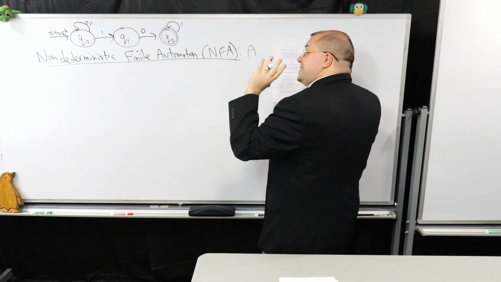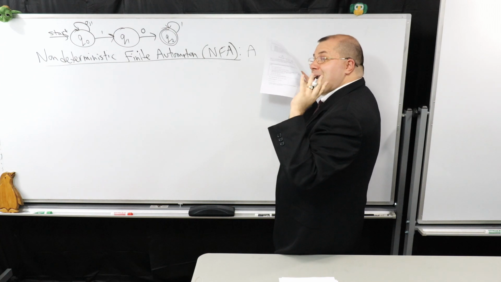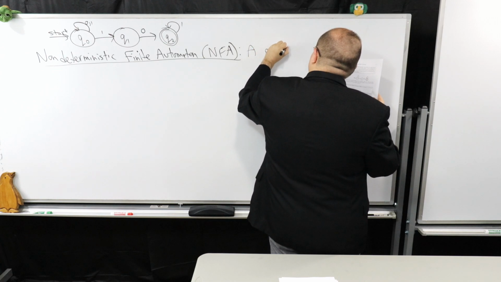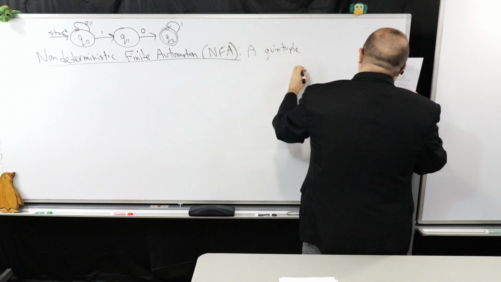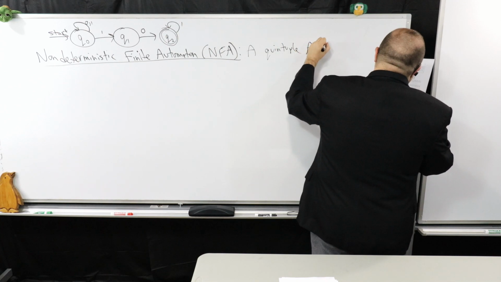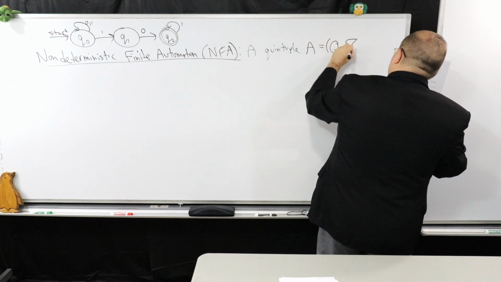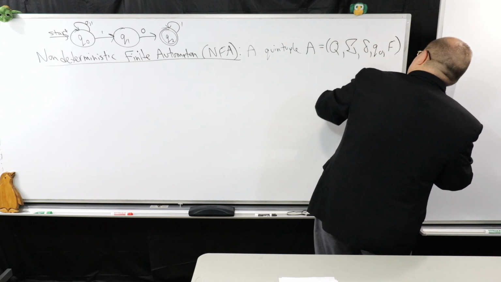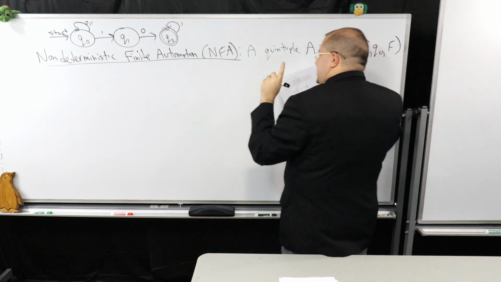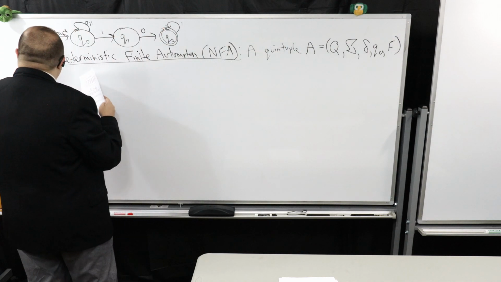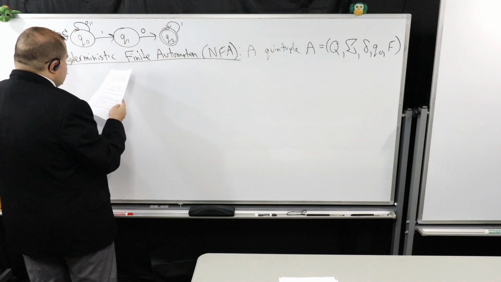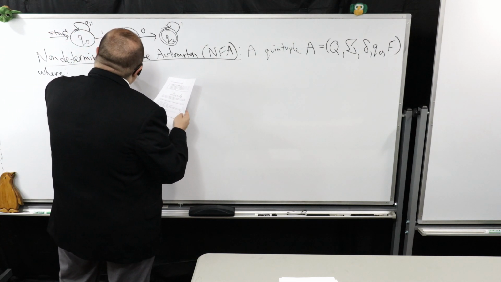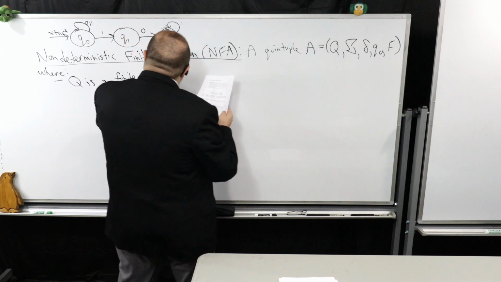Again, you're going to see that this definition is almost the same as the DFA, but I'm going to write it out because I want you to know it. It's a quintuple, or 5-tuple: Q, sigma, delta, Q0, F. This is exactly like the DFA with the 5 fields there. Where Q is a finite set of states.